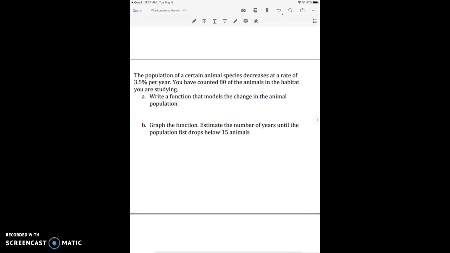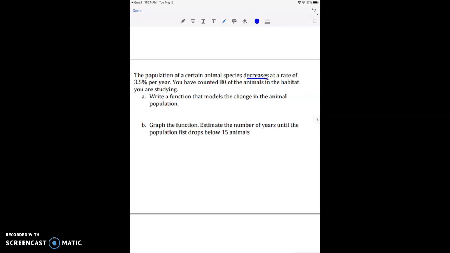We're talking about animal species here. It says the population of a certain animal species decreases at a rate of 3.5% per year. You have counted 80 of the animals in the habitat you are studying. Write a function that models this. Again, decrease is my special word here. This tells me I'm using decay again, so that means 1 minus r is going in the middle.